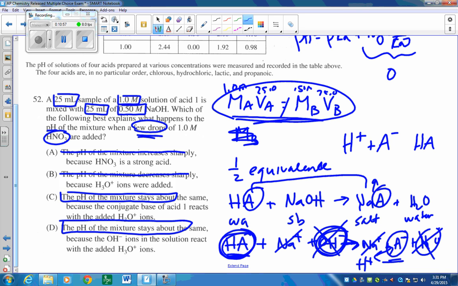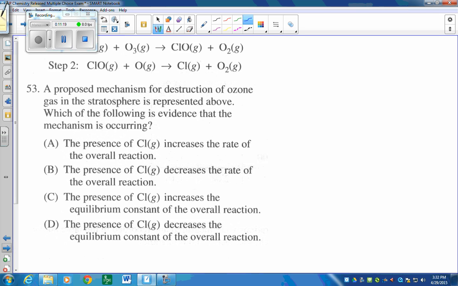So the reason is the pH stays about the same because the conjugate base of acid 1, which is A-. Remember now, if HA is a weak acid, then A- is a strong conjugate base. The strong conjugate base hooks up with the strong acid, and they neutralize each other, and the pH doesn't change much. Okay, 52.